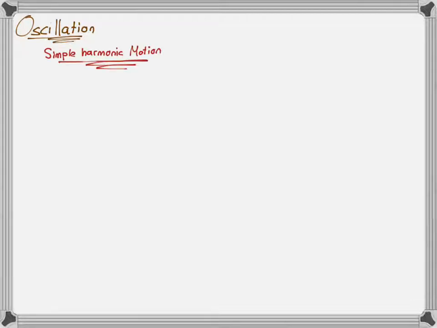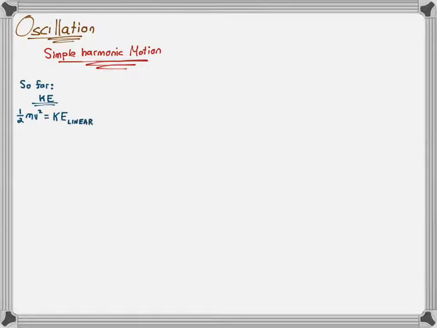So for this section, we're going to learn about oscillation. Oscillation is a repeating pattern that goes back and forth, and one of the most common ways to look at it is when we deal with springs. So we're going to talk about simple harmonic motion.